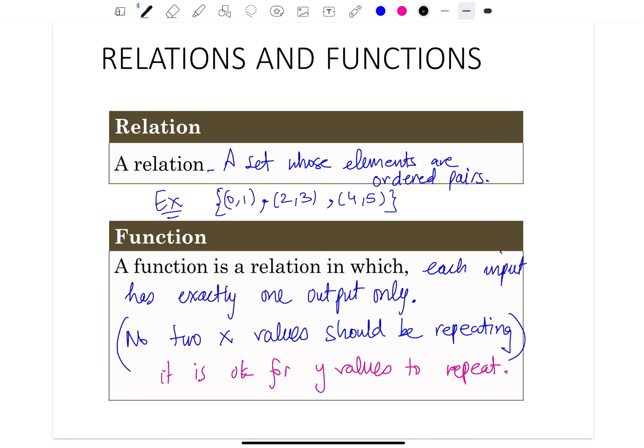Relations and functions. A relation is a set whose elements are ordered pairs, whose elements are relations between two different quantities. A function is a special kind of relation in which each input has exactly one output only. That means no two x values should be repeating. It's okay for the y values to repeat.